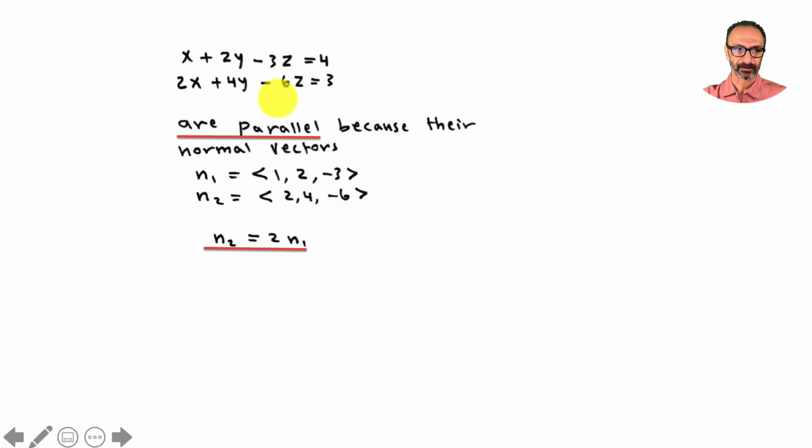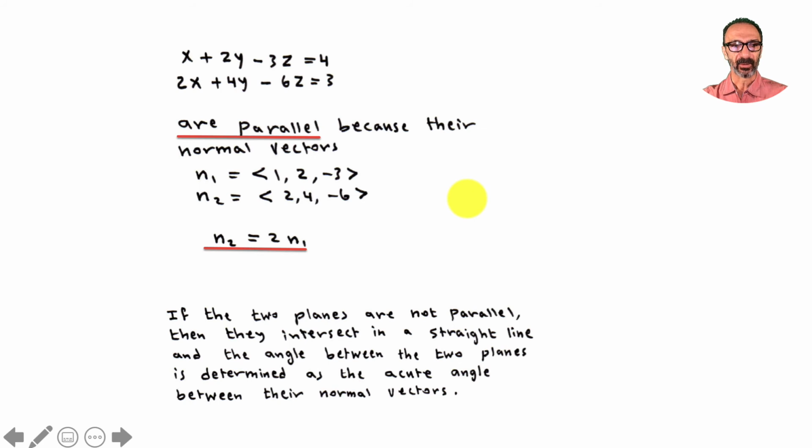I have two planes. They are parallel. Why? Look at the components of the normal for each: 1, 2, negative 3, and 2, 4, negative 6. As you can see, the normals are proportional, which means they're pointing in the same direction, which means the planes are parallel. Now, if the two planes are not parallel, then they will intersect in a straight line, as the figure shows, and the angle between the two planes will be determined by the angle between the normal vectors, which makes sense.